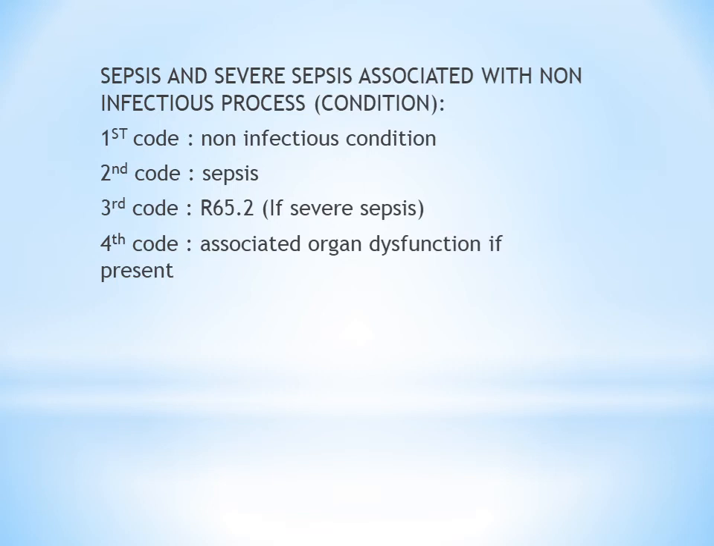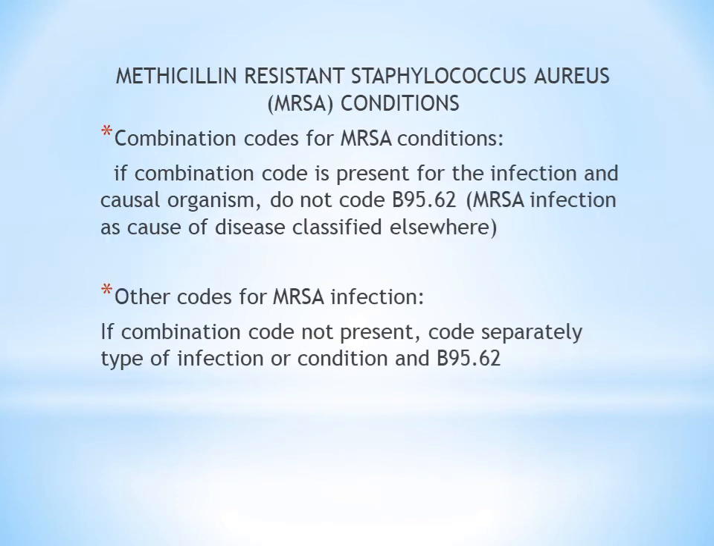Next condition is sepsis and severe sepsis associated with a non-infectious process or condition. What is a non-infectious process? For example, some traumas. Traumas are examples of a non-infectious condition. In that case, our first code will be that particular non-infectious condition. The second code will be the code for sepsis, and the third code will be, if severe sepsis is present, R65.2 and the associated organ failure code.